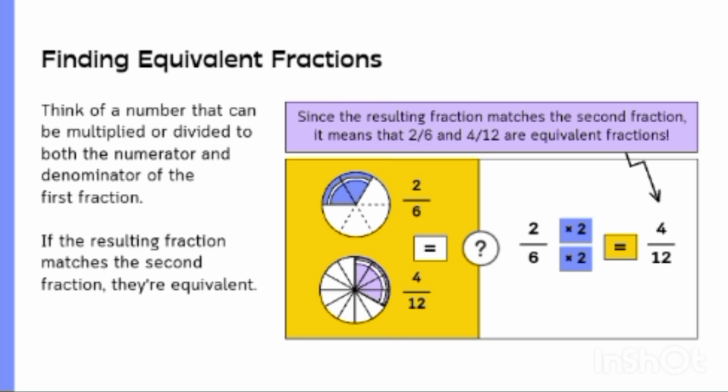Let's firstly do finding equivalent fractions. Think of a number that can be multiplied or divided to both the numerator and denominator of the first fraction. If the resulting fraction matches the second fraction, they are equivalent. Here is an example, as you can see.